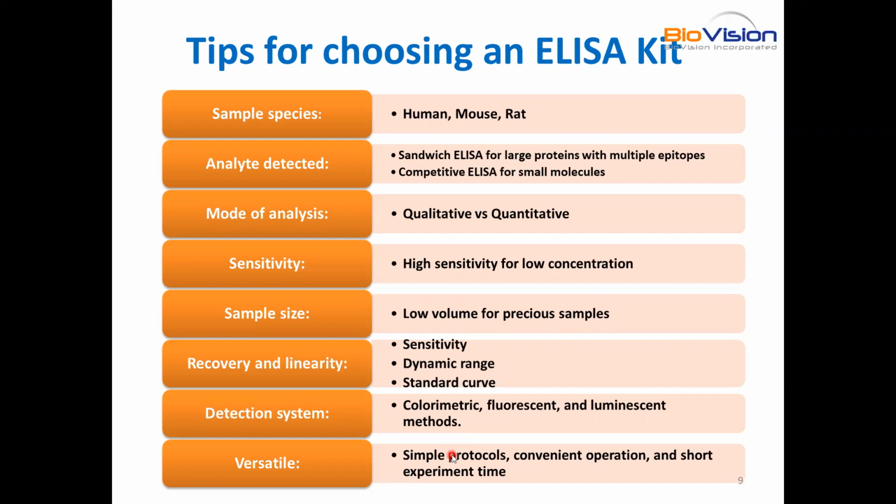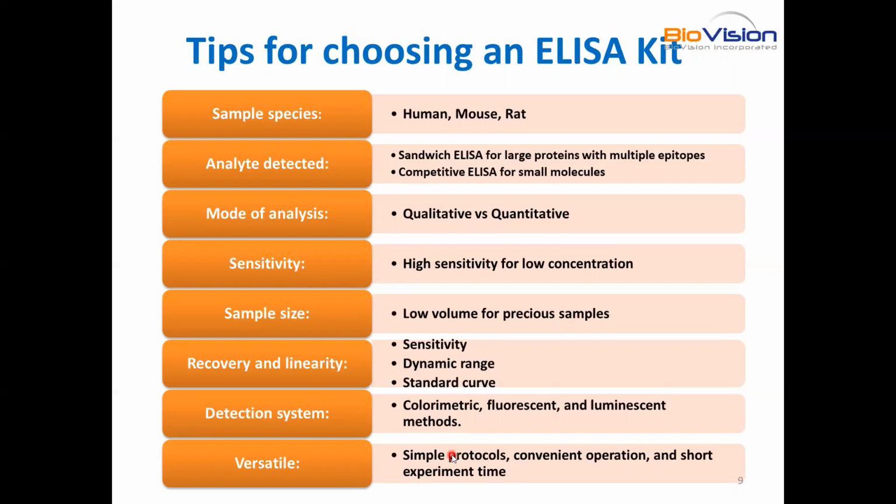First is sample species. There are different kits available in the market for different sample species, like human, mouse, rat. These kits differ in terms of the antibody used in the kits. That means the antibody that is used in the kits is specific for certain species. It can be either specific for human samples, mouse, or rat. So the specificity of the antibody used in the kit makes the ELISA kit specific for certain sample or species types.